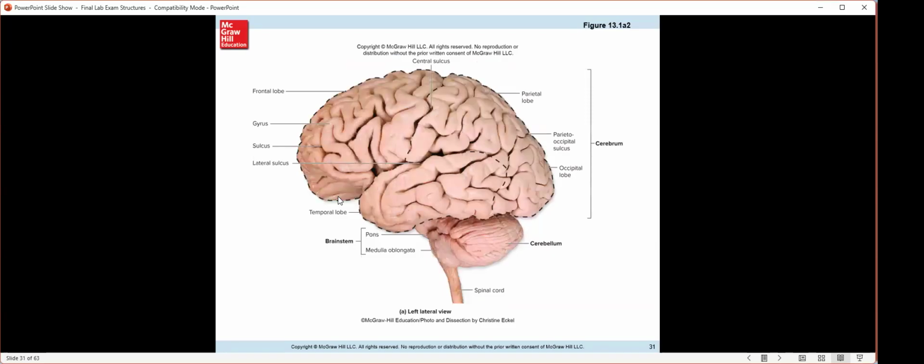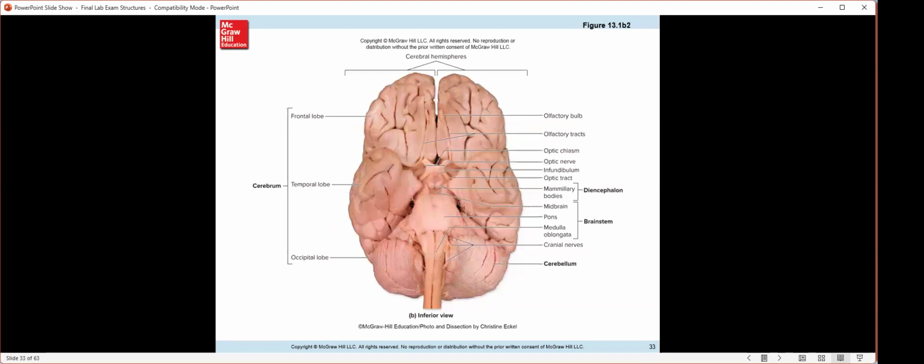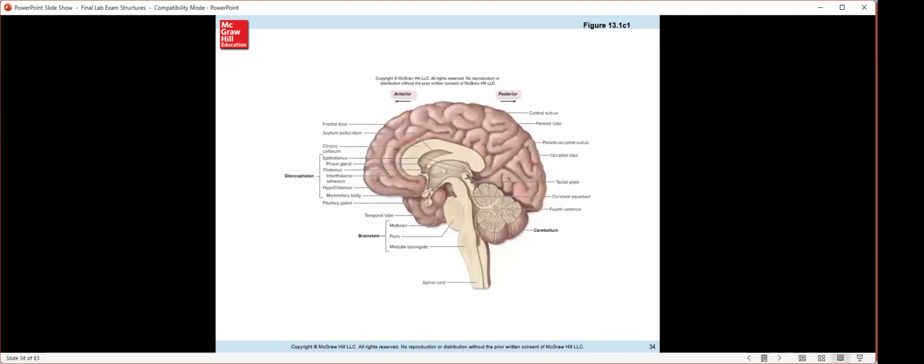This is what this would look like with a cadaver brain, very same structures. You will also have to know a number of different structures, including the cranial nerves. The cranial nerves are not ID'd here specifically, so we're going to go through that together on another picture. All right, we have a view of the brain here.